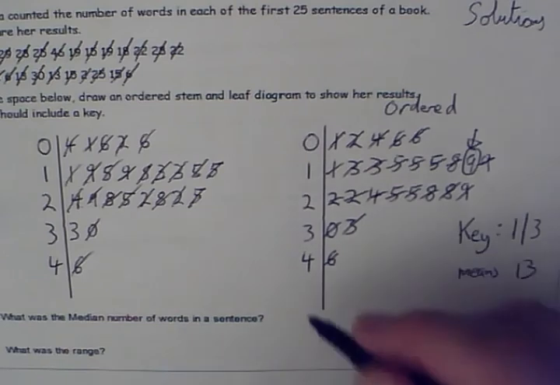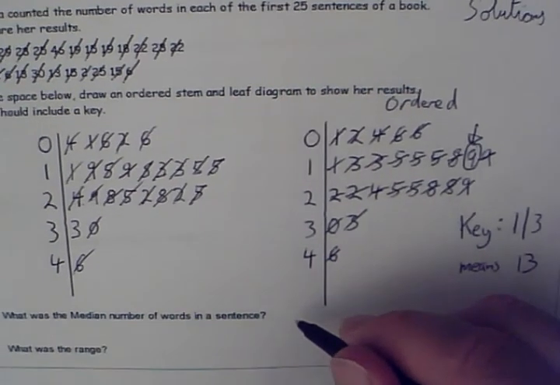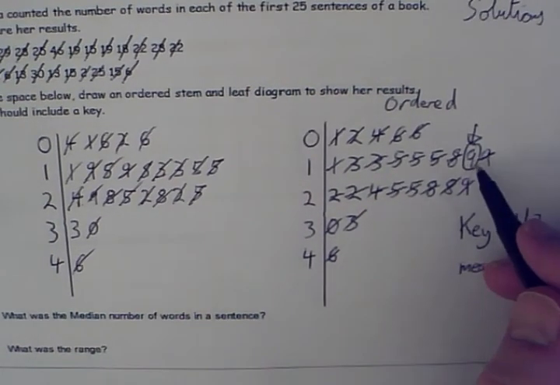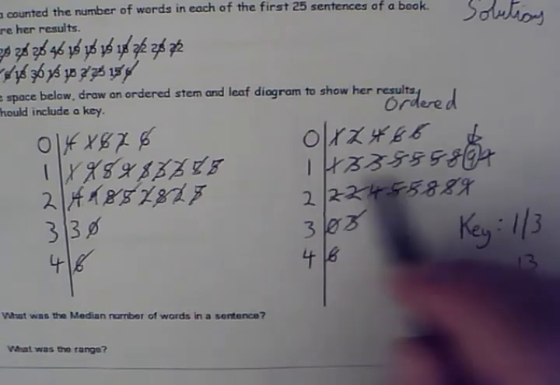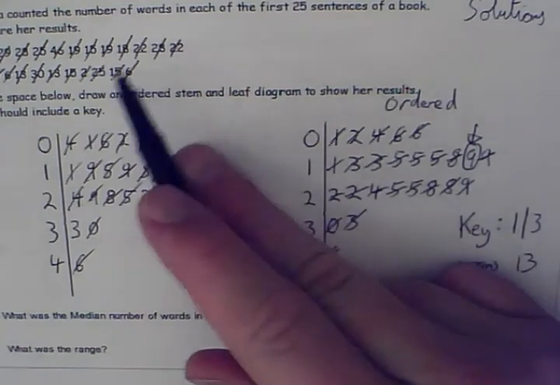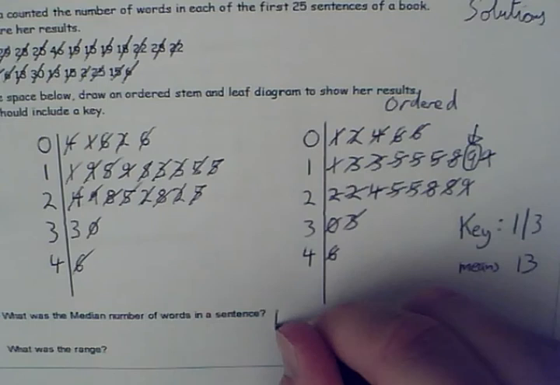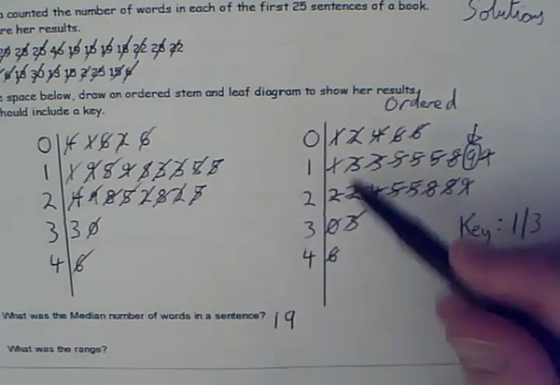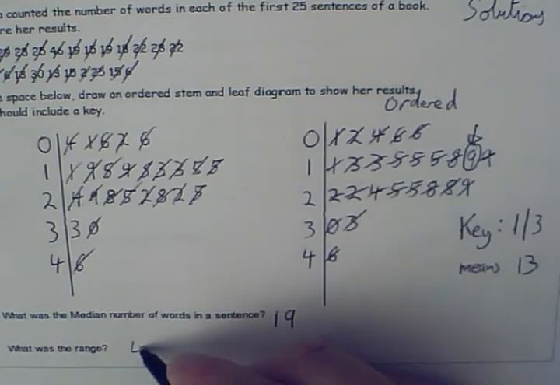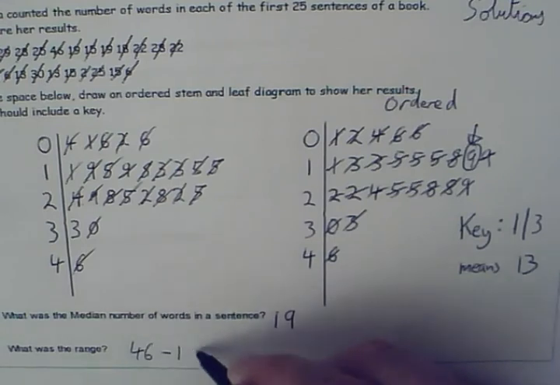What was the median number of words in a sentence? It was, careful, it's not 9, it's 19. Because this is 19 here, isn't it? If you remember from up there. So, what was the median number of words in a sentence? 19. What was the range? The highest was 46, the lowest was 1, so it's 46 take away 1 equals 45.